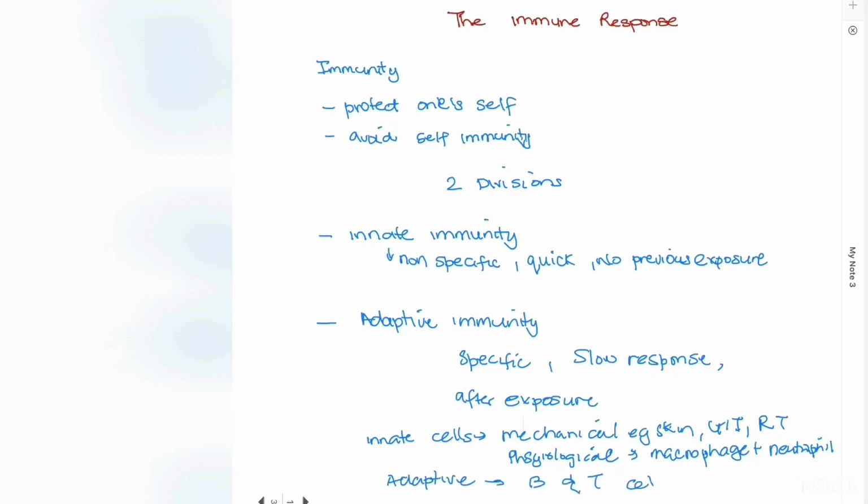Adaptive cells include your B and your T cells, which are involved in secondary response. Also, these lymphocytes have memory cells. So in the case of a secondary exposure, this will more likely be the response.